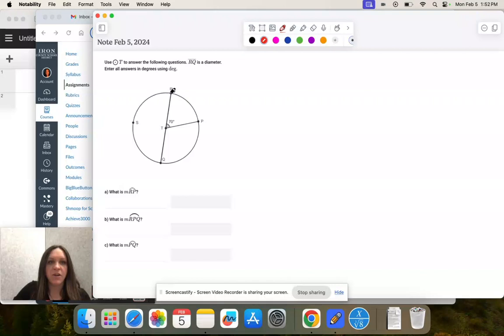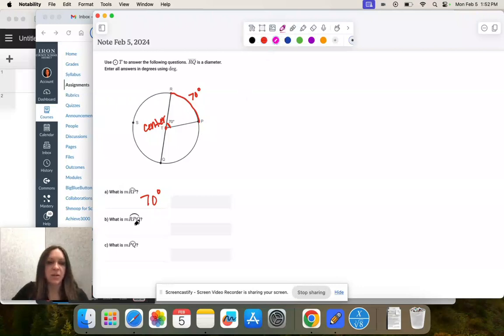So it's asking for R to P, it's the arc degree, not the arc length, not the length. We'll get there. So the degree, when you're coming from the center of the circle, the angle and the arc are the same degree. So this is 70 degrees.